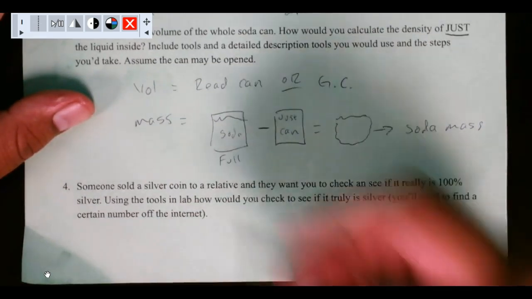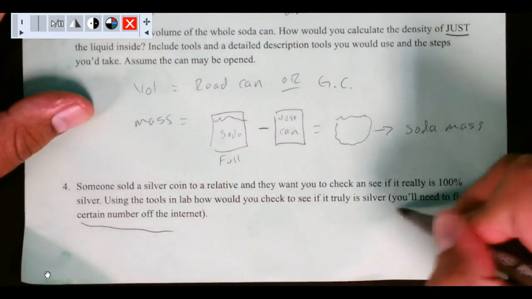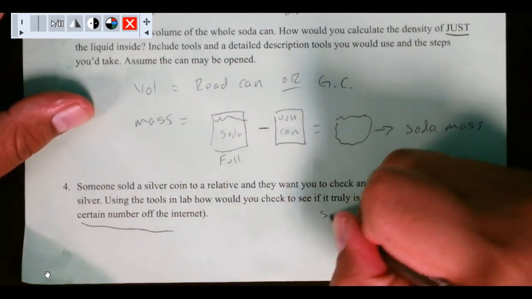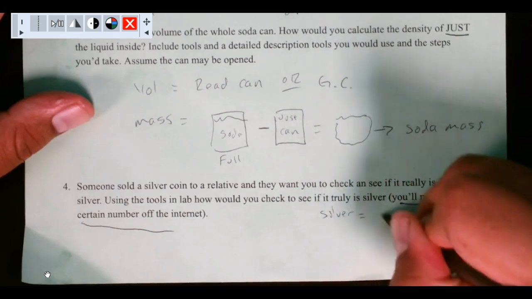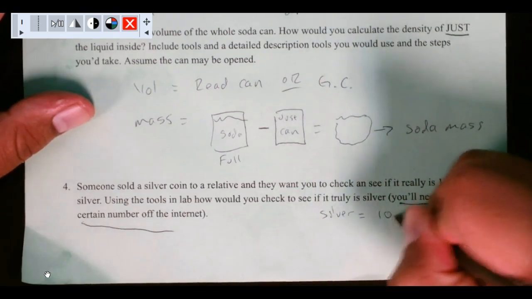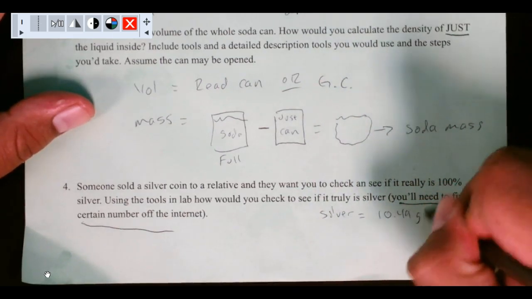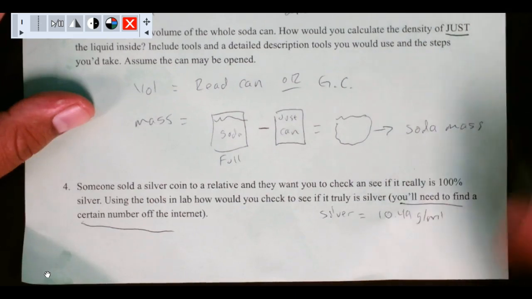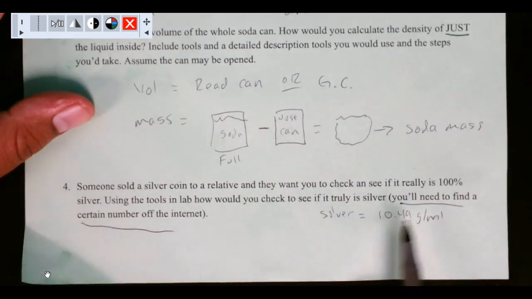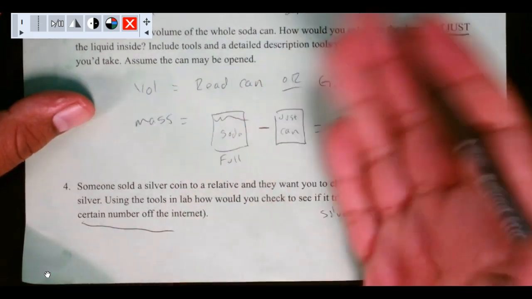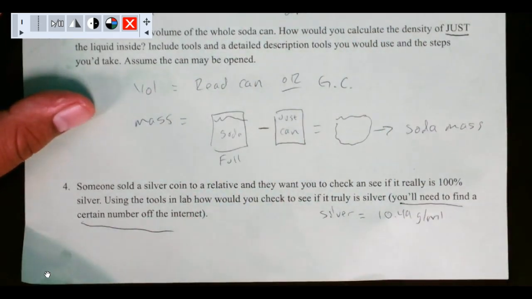All right, someone sells you a silver coin, or sells your relative a silver coin. How do you know if it's real? Well, on the internet, you will find that the density of silver is equal to 10.49 grams per ml. You just need to make sure that this equals that, and then it's likely that you have pure silver.